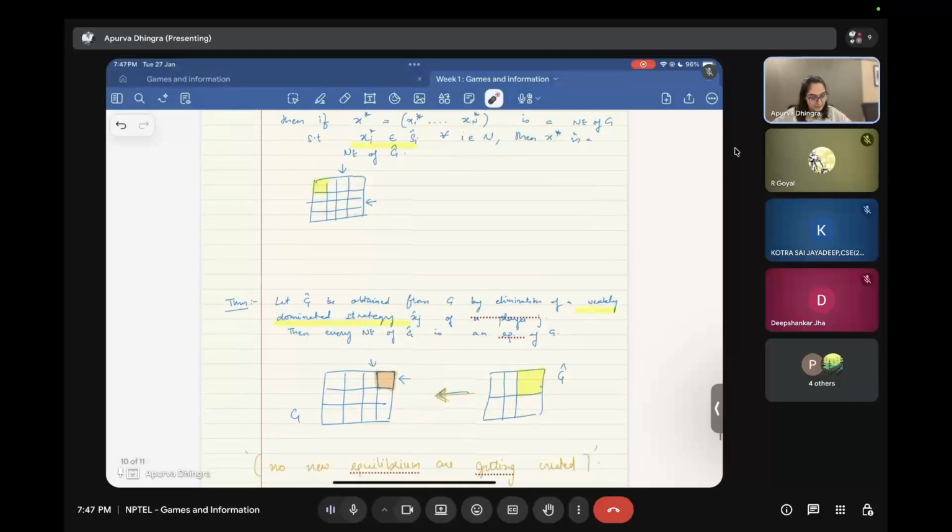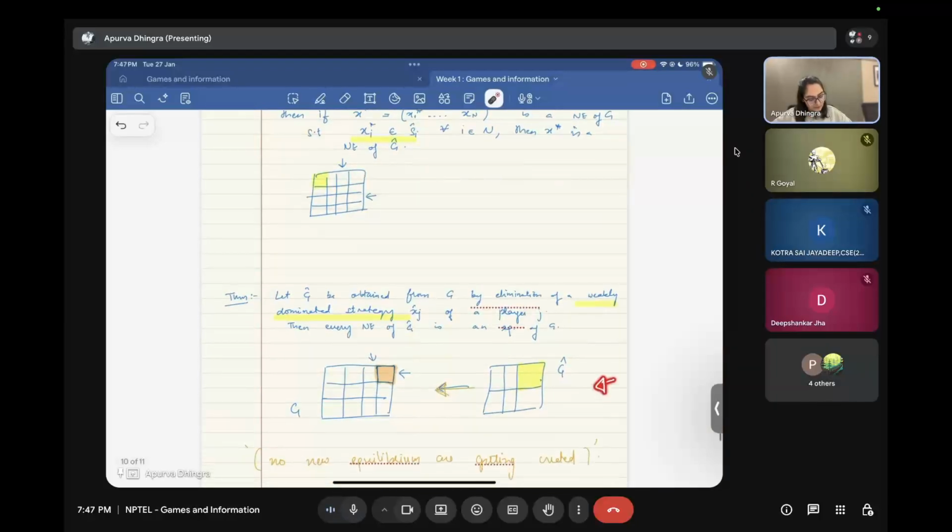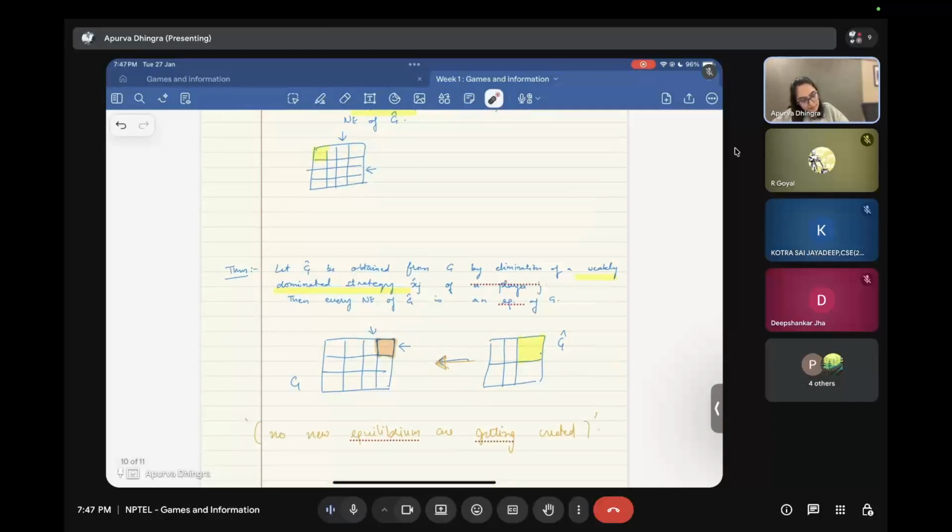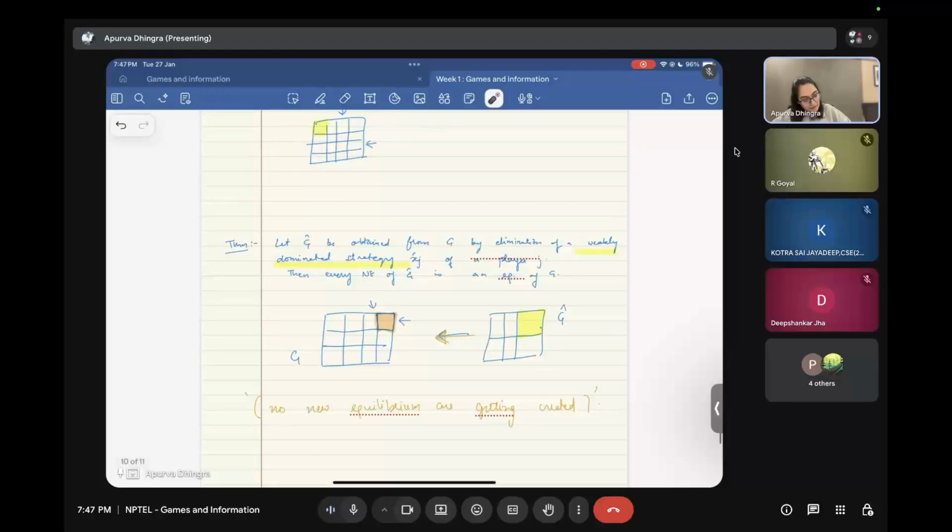Now this is the slightly more interesting result. This says if we are eliminating by weakly dominated strategy, if we are removing weakly dominated strategies, then whatever we get as the Nash equilibria in the reduced game will also be a Nash equilibria of the original game, meaning nothing new, no new equilibria will get created in the process of elimination the way we are describing it.